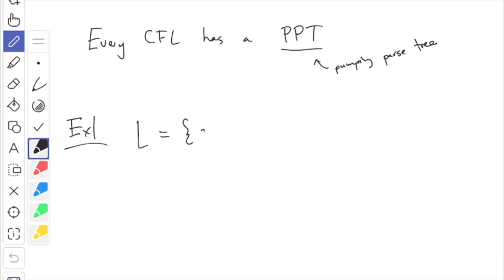This is everybody's favorite example of a non-context-free language. This is not context-free. This is like the example that should immediately come to your mind when I invite you to consider some non-context-free language. A non-regular language, the standard example is a to the n, b to the n. Non-context-free, the standard example is a to the n, b to the n, c to the n. All right? This is not a context-free language.